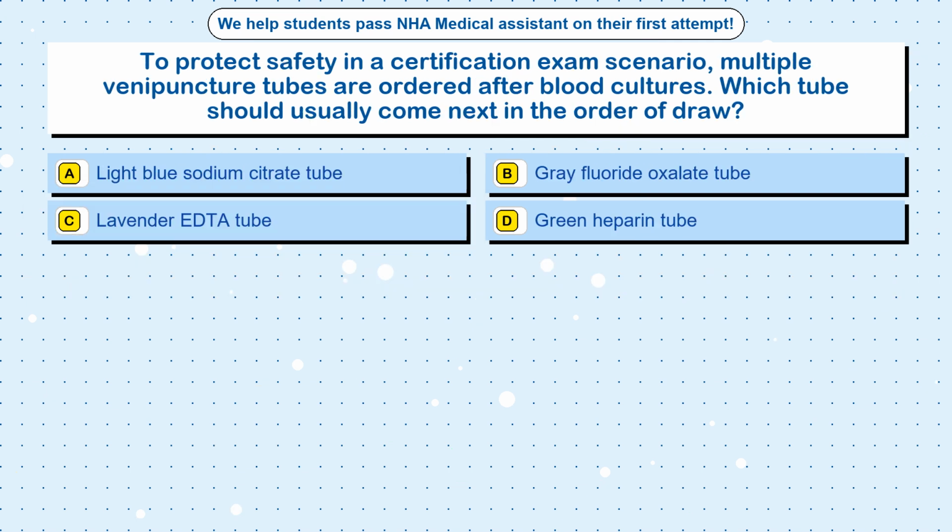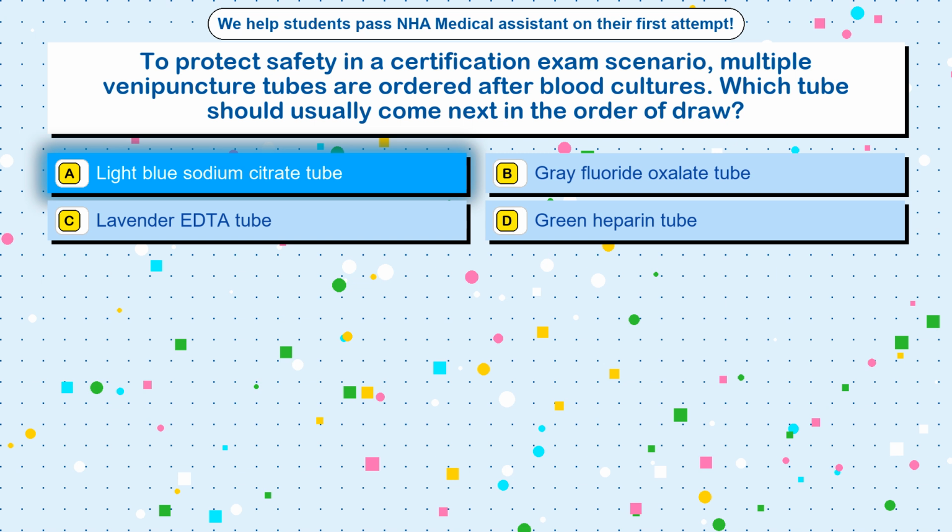Question 65. To protect safety in a certification exam scenario, multiple venipuncture tubes are ordered after blood cultures. Which tube should usually come next in the order of draw? Option A. Light blue sodium citrate tube. Option B. Gray fluoride oxalate tube. Option C. Lavender EDTA tube. Option D. Green heparin tube. The correct answer is option A. Light blue sodium citrate tube.